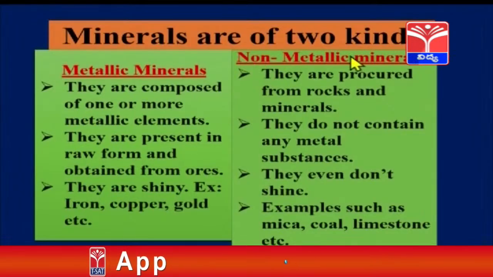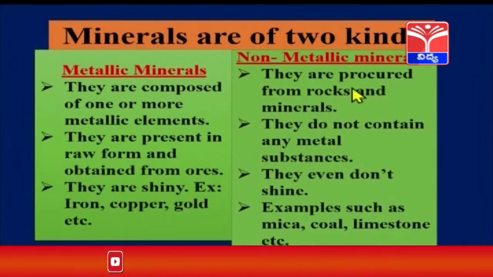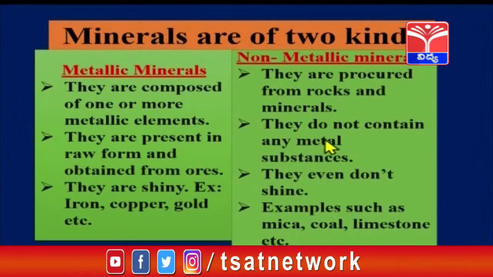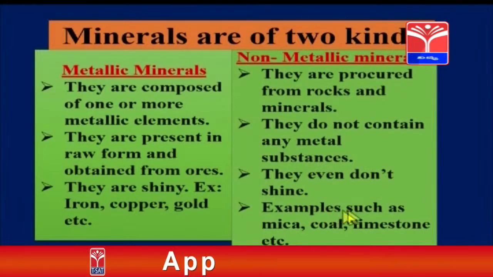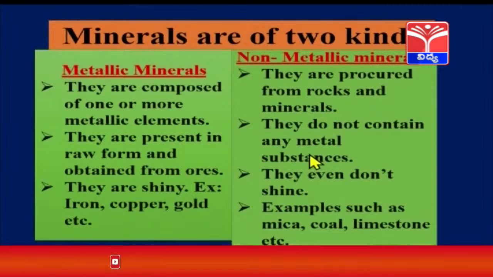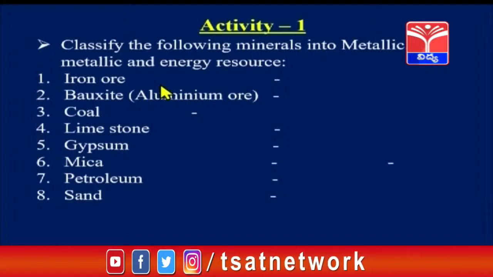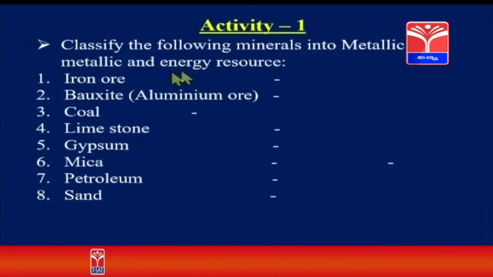Whereas non-metallic minerals are procured from rocks and minerals. We cannot extract any metal from non-metallic minerals. They do not contain any metal substances and they don't shine. Examples of such non-metallic minerals are mica, coal, limestone, etc. Children, I hope you have understood the difference between metallic and non-metallic minerals. So here is a small activity for you.